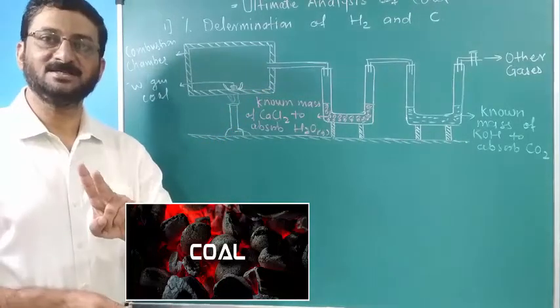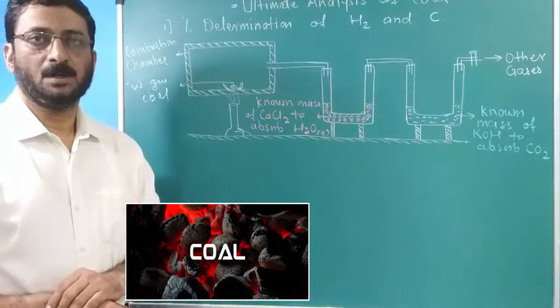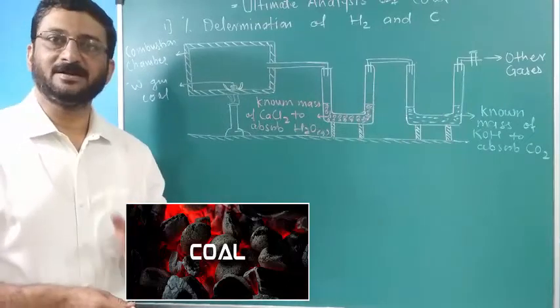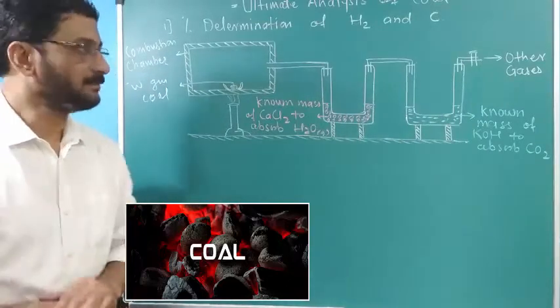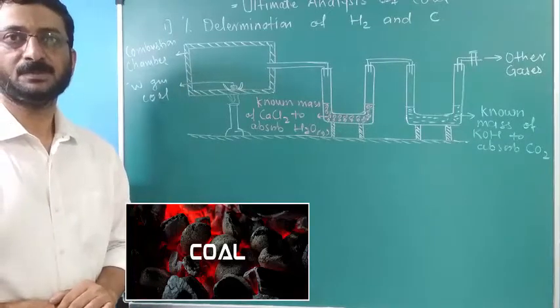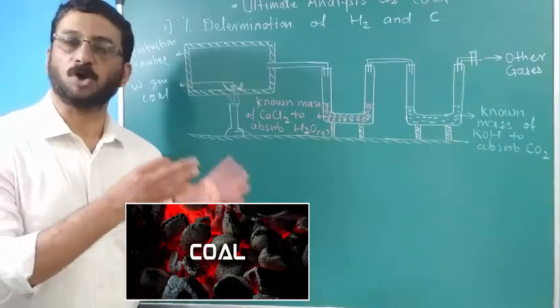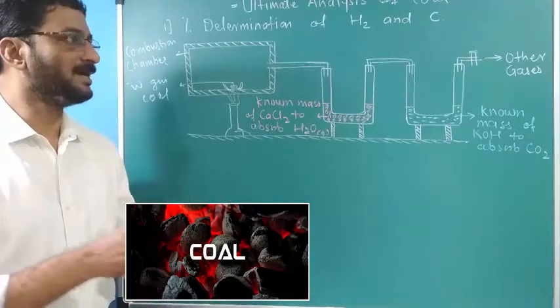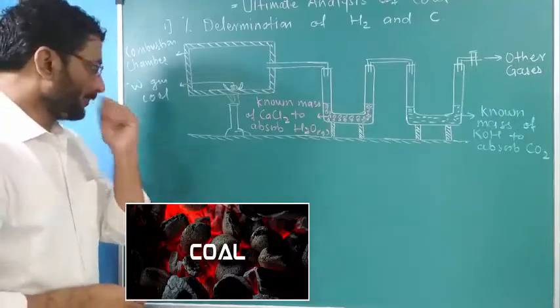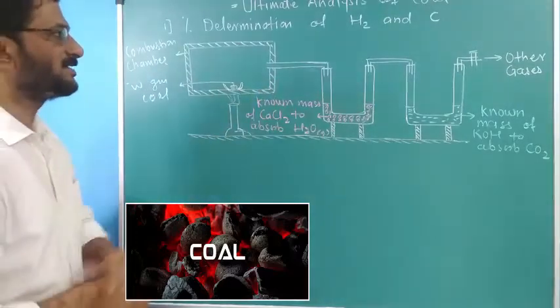Second is percentage determination of nitrogen by Kjeldahl's method. The third is percentage determination of sulfur by the Eschka method. And fourth is percentage determination of ash. It is like proximate analysis, and from that we can find the percentage of oxygen. Okay, see, this is a simple test, or a simple experiment.